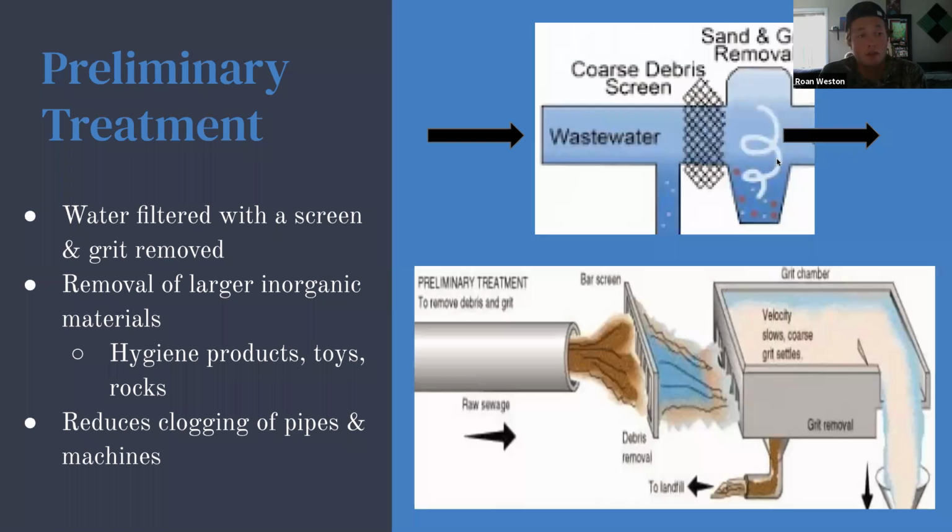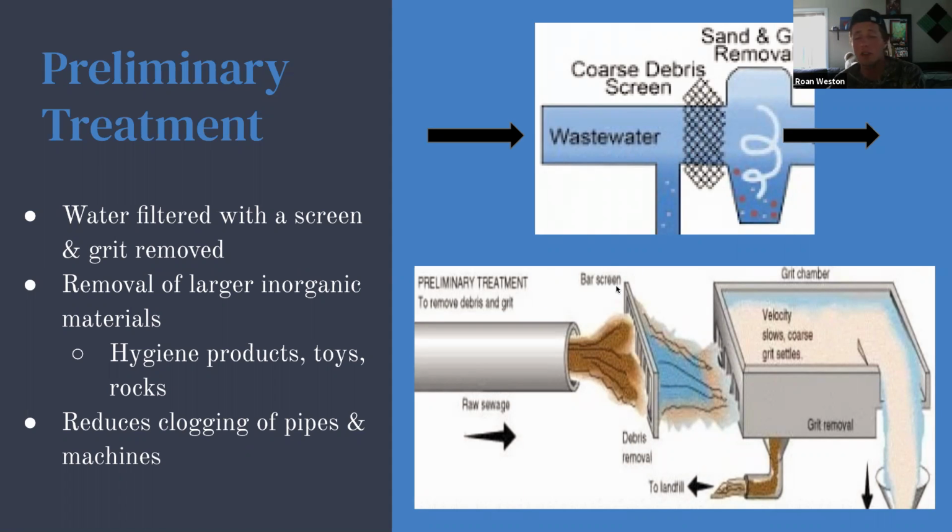The first step in primary treatment is preliminary treatment. How this works is the wastewater is pumped through a screen. What the screen does is it removes a lot of the larger inorganic materials that might start clogging the pipes or machinery down the line. So what you're really catching with the screen are possibly hygiene products, plastics, and oftentimes rocks or pieces of wood from storm water that may come through the facility.